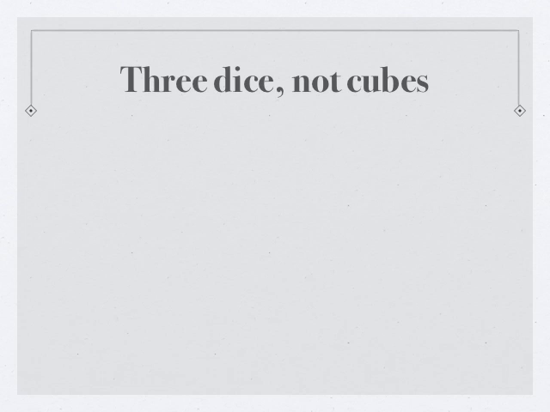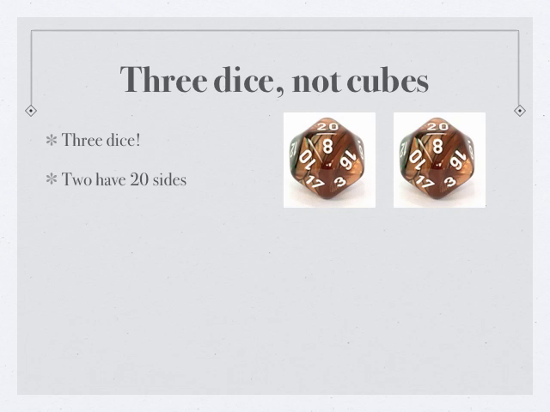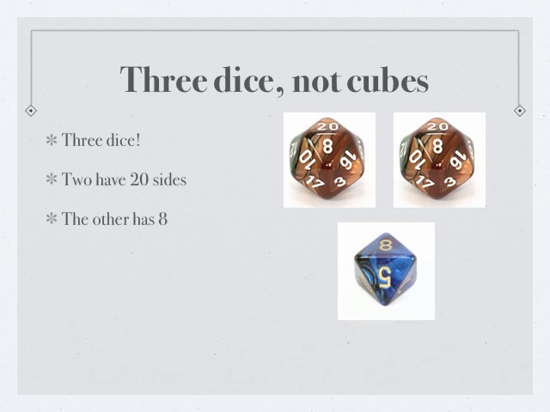So we're going to use 3 dice that are not cubes. If you have played Dungeons and Dragons or had to subject yourself to people playing Dungeons and Dragons, you've seen dice like these. We have 3 dice. 2 of them are so-called D20s. They have 20 sides, numbered 1 through 20. These are icosahedra. And the other one has 8 sides. It's a D8.